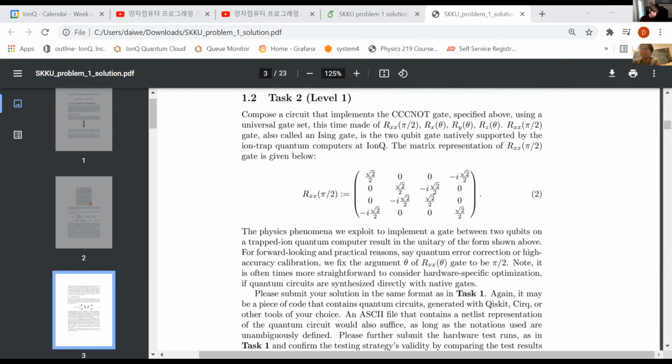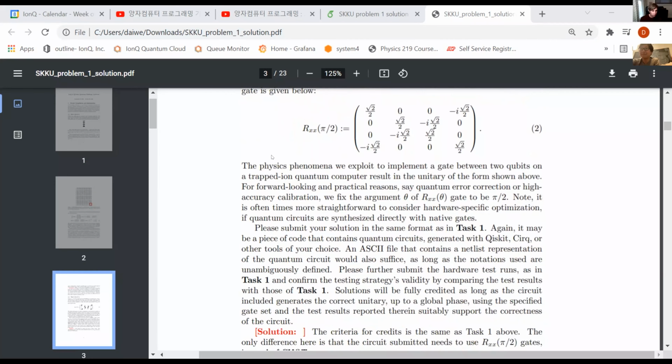Yeah, and as for task 2, it's similar. It's just this time we are given a different gate set. Particularly, C NOT is replaced with RXX pi over 2.